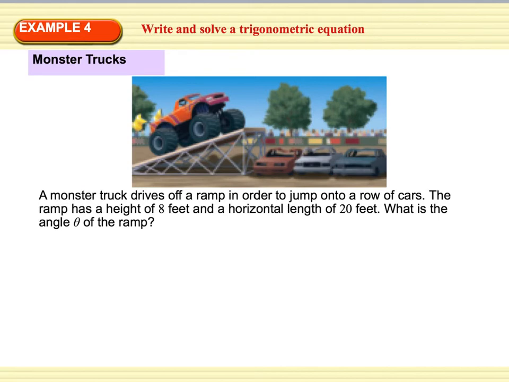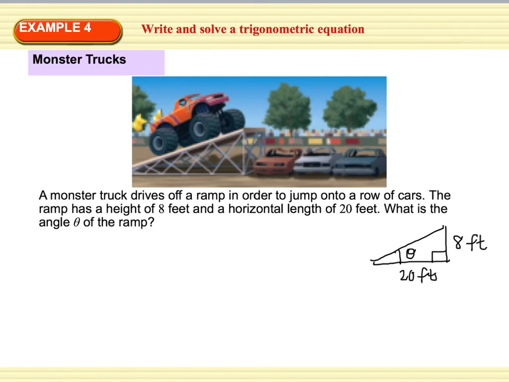Whenever you're given a story problem, the first thing you should do is always draw what's been given. So we have our ramp height, we have our horizontal distance, and our vertical distance, which just so happens to create a right triangle. It tells us that we have a height of 8 feet and a horizontal length of 20 feet. And we want to know angle theta of the ramp. Well, this right here is going to be theta.